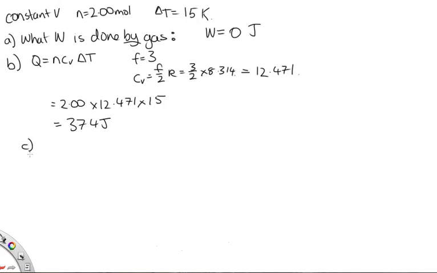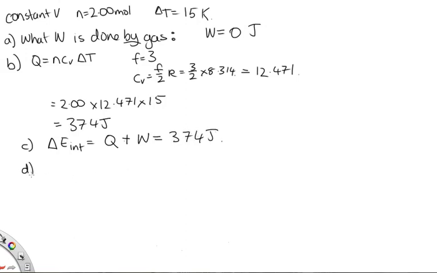Part C says what is the change in internal energy? Well, we can just use the first law. The change in internal energy is equal to the heat added plus the work done on the gas. The work done is 0, so this is just equal to the heat added, which is 374 joules.